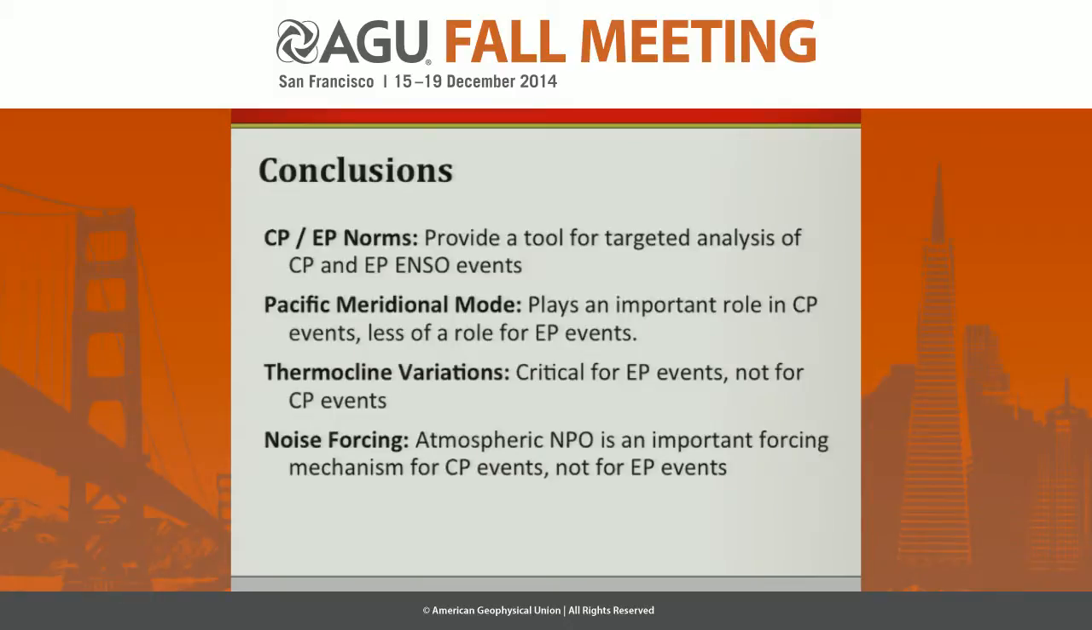And what I didn't show here, the thermocline variations are critical for the East Pacific events, but you can recover the Central Pacific events without any thermocline coupling to the SST. And in fact, if you did all of this using an SST-only model, you would get the same optimal structures, or very similar optimal structures. And last, for the noise forcing, the atmospheric NPO is an important contributor to the Central Pacific events. So, thanks.